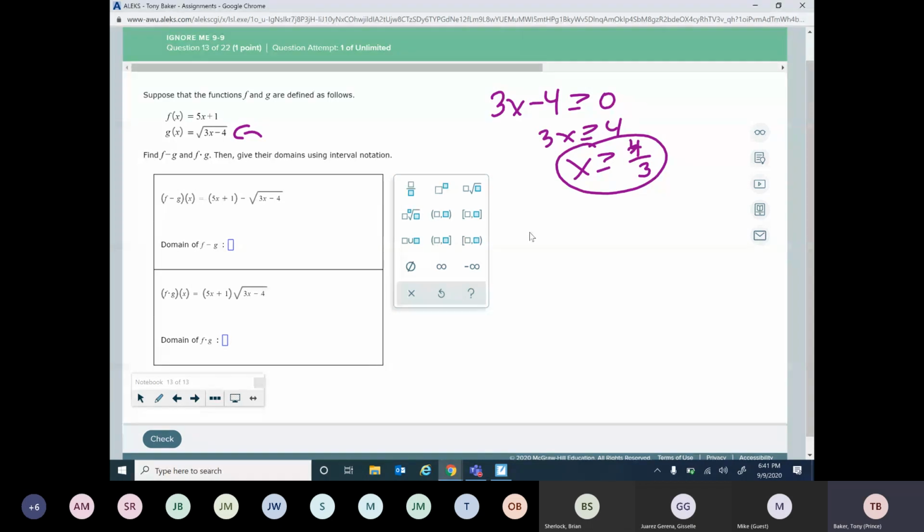My domain, they wanted in interval notation. So since it's greater than or equal to, that means it's going to be a bracket 4/3, comma, and it goes all the way to infinity, and then a parenthesis around the infinity. And that's going to be the domain of both of these. And you can copy and paste.